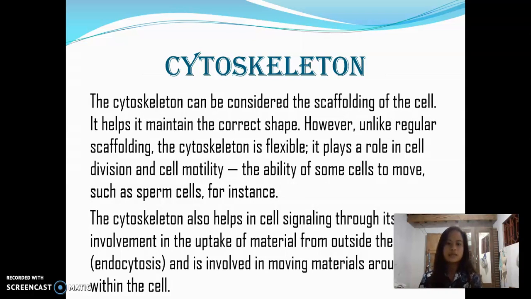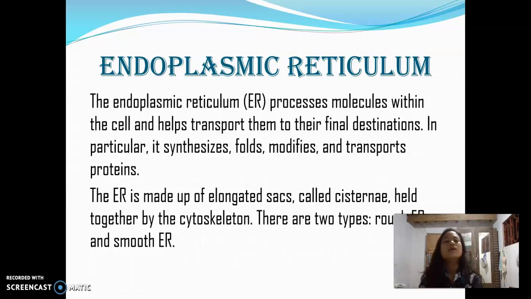Cytoskeleton. The cytoskeleton can be considered the scaffolding of the cell. It helps it maintain the correct shape. However, unlike regular scaffolding, the cytoskeleton is flexible. It plays a role in cell division and cell motility, the ability of some cells to move, such as sperm cells, for instance. The cytoskeleton also helps in cell signaling through its involvement in the uptake of material from outside the cell, and it's involved in moving material around within the cell.